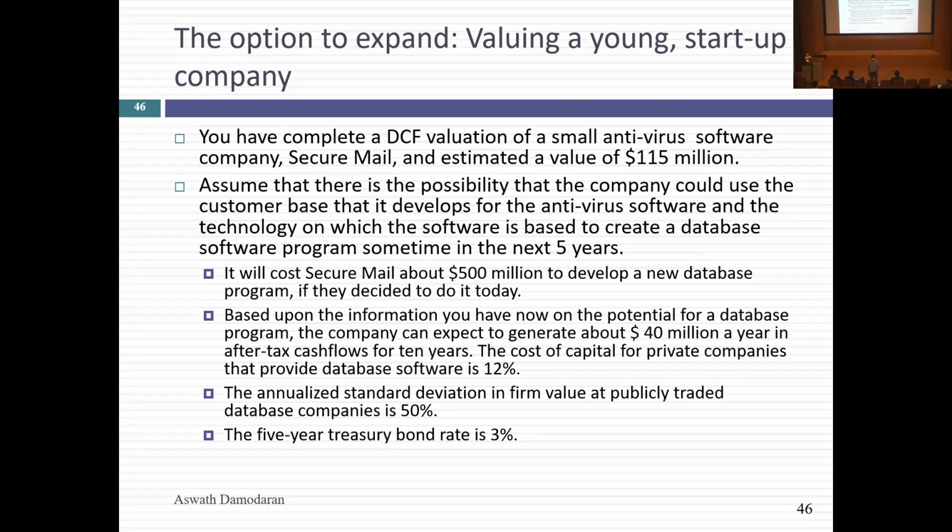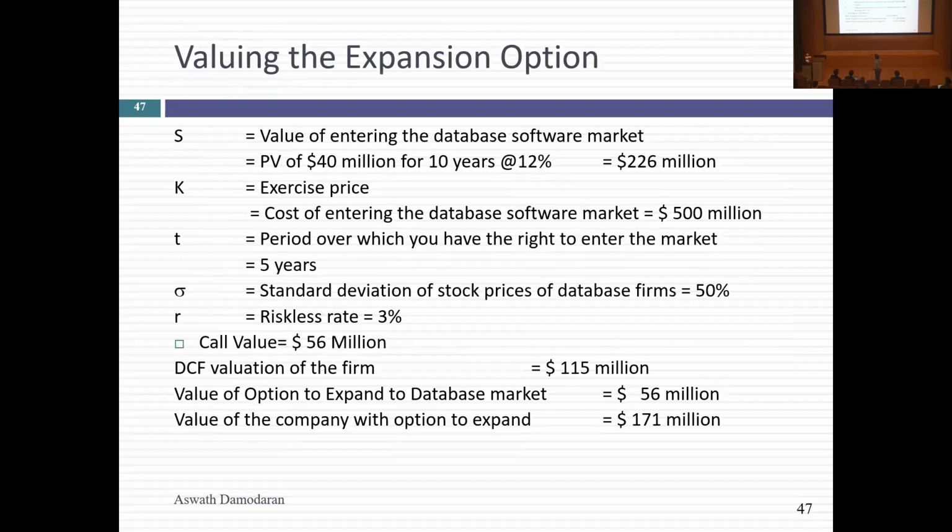This is not going to be a good project, right? If you look at the numbers now, $500 million upfront, $40 million every year for the next 10 years. Even without discounting, I don't get to $500 million. And if I put in a 12% cost of capital, the present value of the cash flows I get from this project based on what I know today is 226 million. So I'm giving you the right to do something that looks terrible right now. The present value is 226 million. The cost is 500 million. That's a negative net present value of minus 274 million, right?